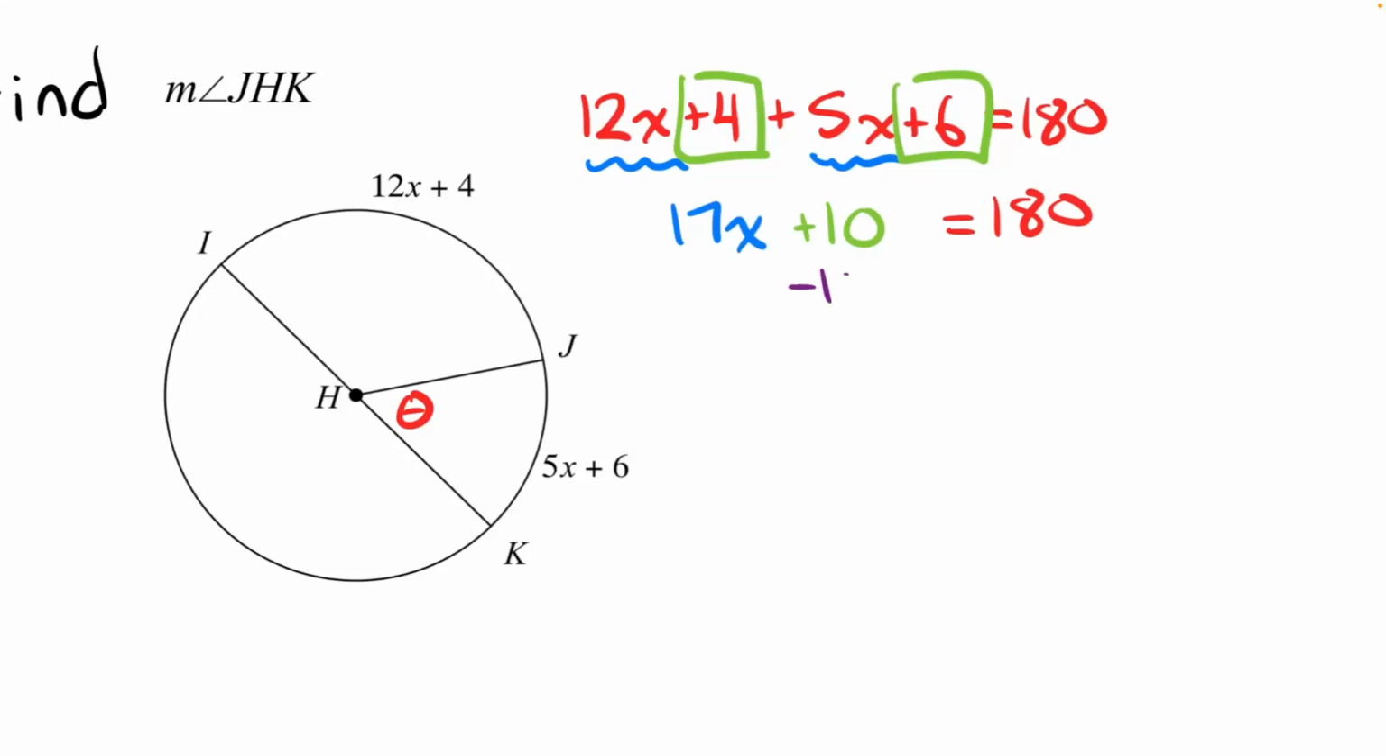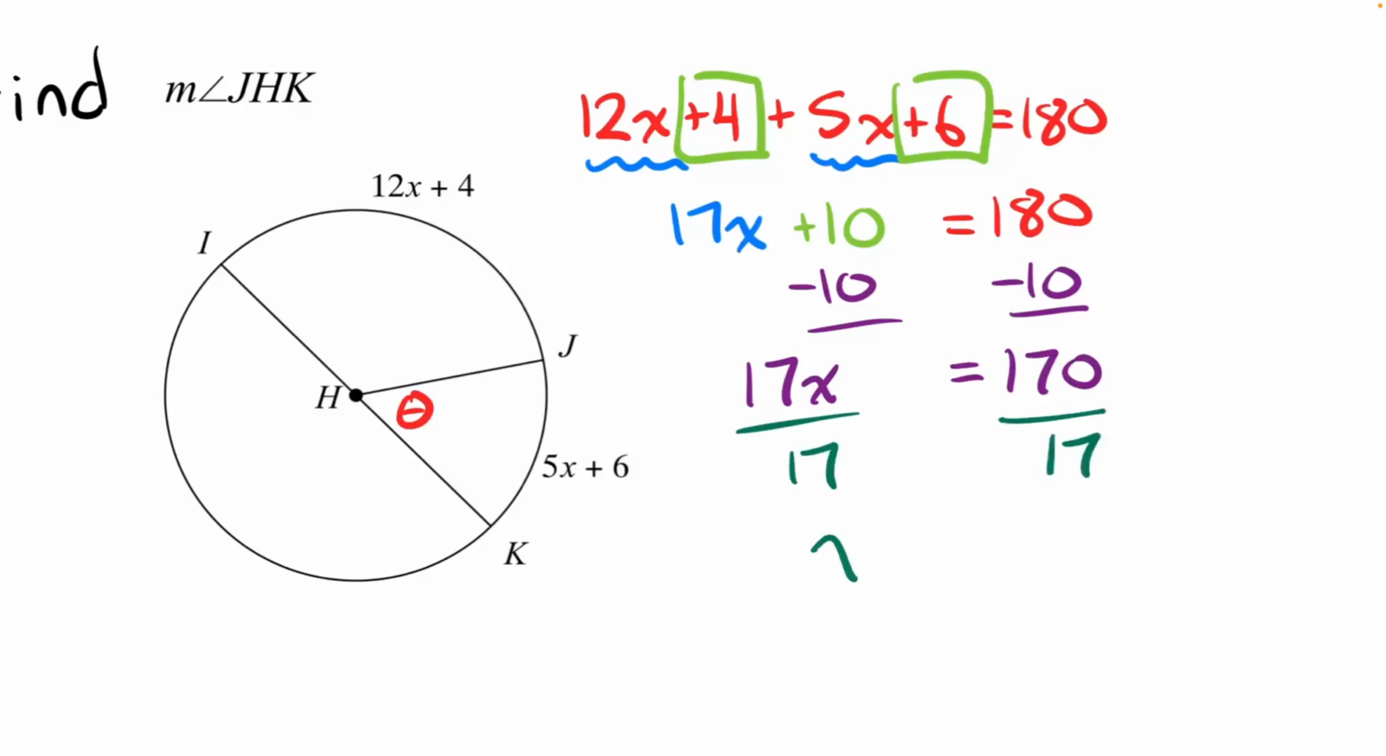Minus 10. That's going to give us what? 170. And then finally, divide by 17, and x is equal to 10. Should I box this? No, you're correct.